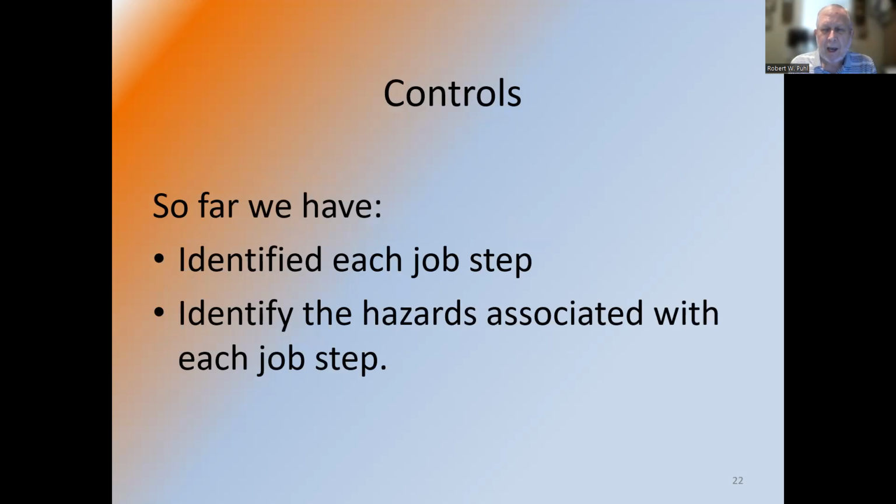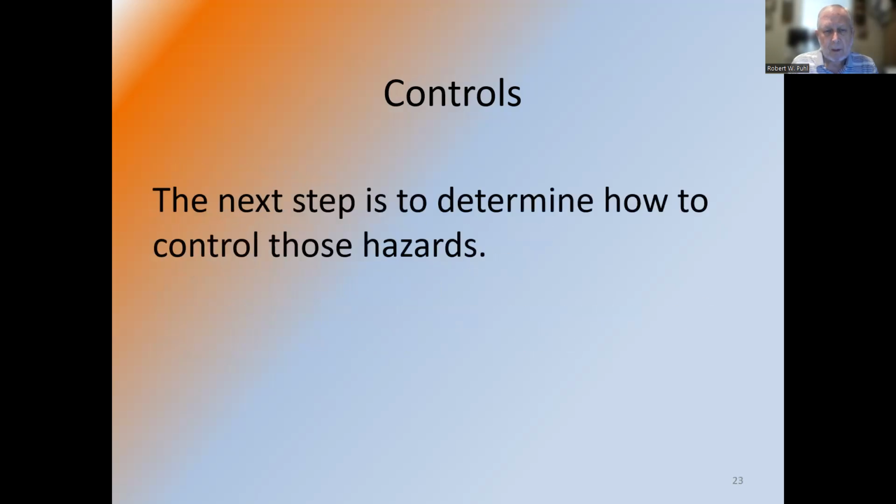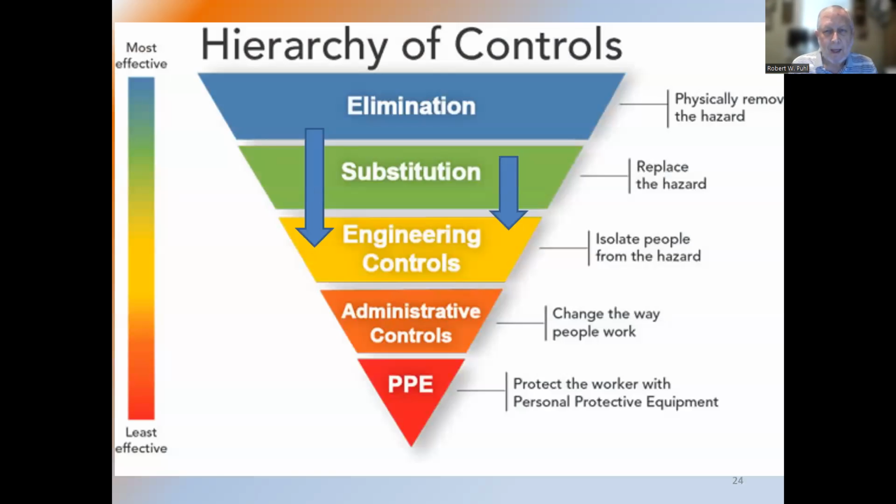So we just talked about a bunch of hazards, and I know you heard some of them before, but that's okay. You can't remember and learn everything by hearing it one time. Throughout this course, we cover so many things that you're going to hear a lot of these same things over and over again, and that's okay. So far, what we've done is identify each job step and identify hazards associated with each job step. The next step is to determine how to control those hazards. Ta-da! There you go. The infamous hierarchy of controls.